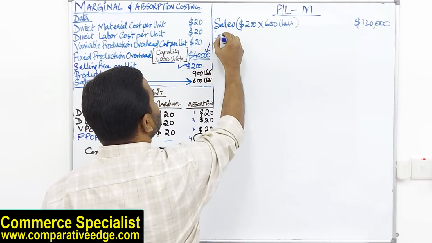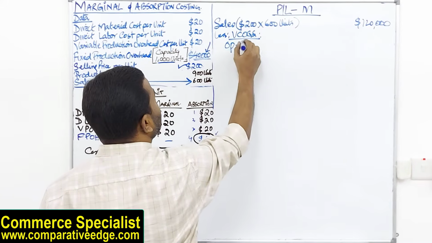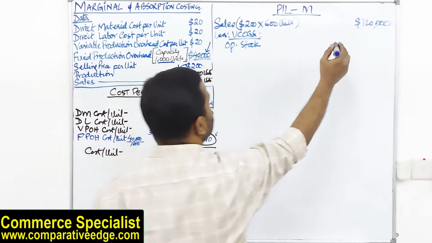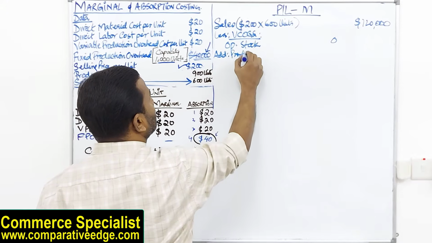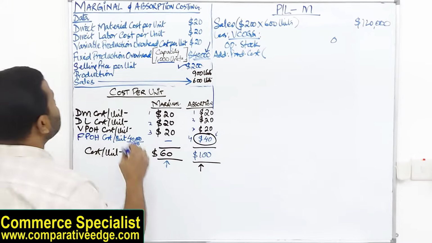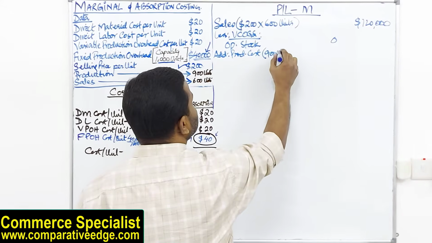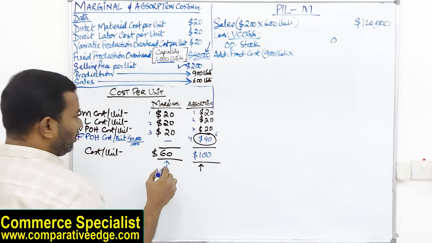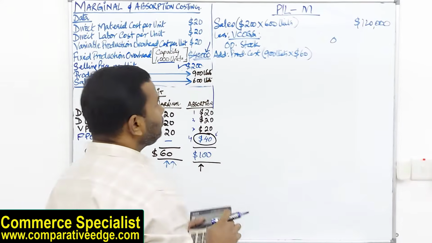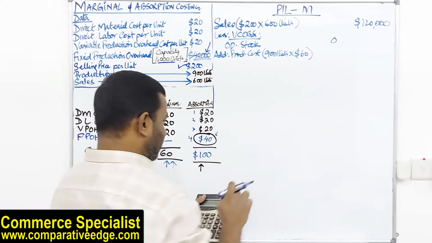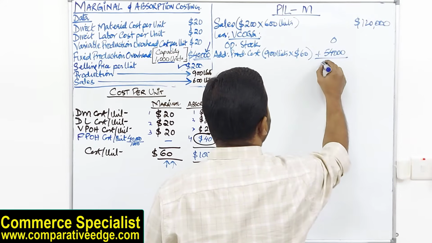Next step is less variable cost of goods sold. Opening stock, again, I'm assuming it's the first year of operation, therefore opening stock is 0. Add production cost. How many units are we making this time? We are making only 900 units. And under marginal cost, cost of one unit is $60. So you multiply by $60. 900 into 60 will give you 54,000. 54,000 plus 0 will give you 54,000.